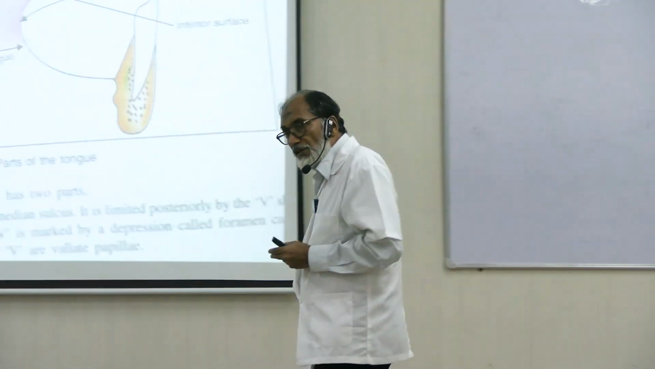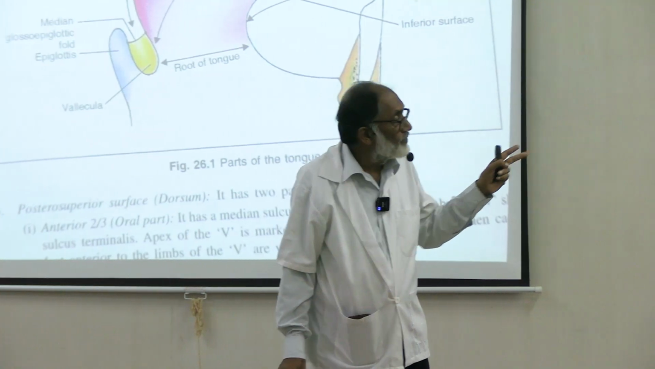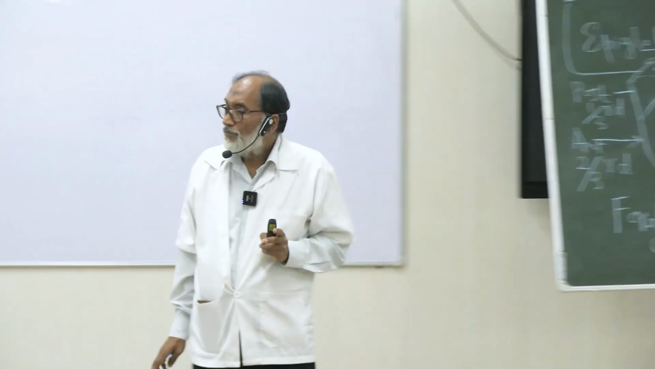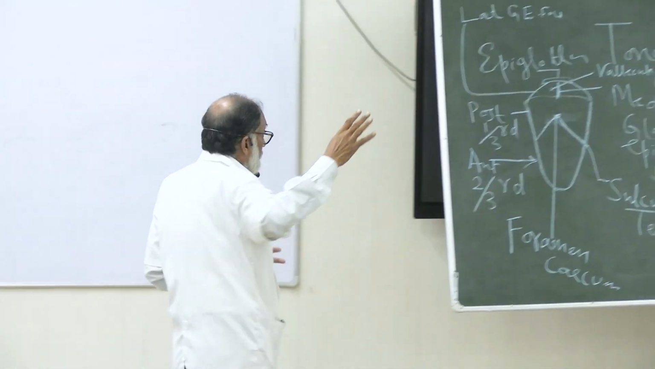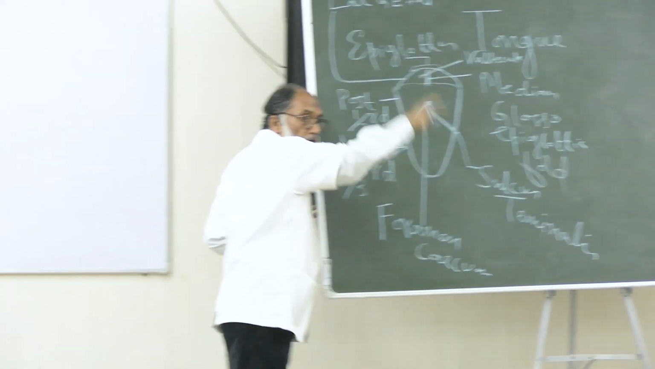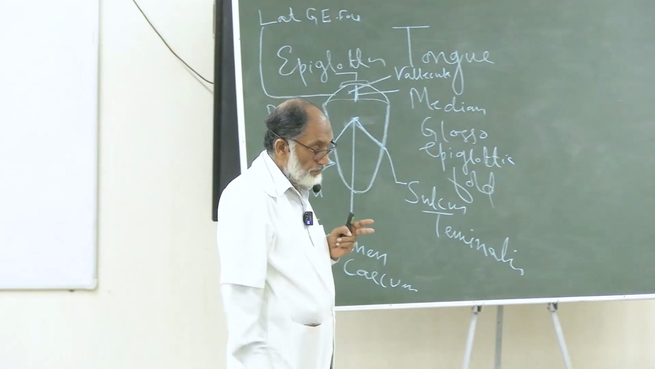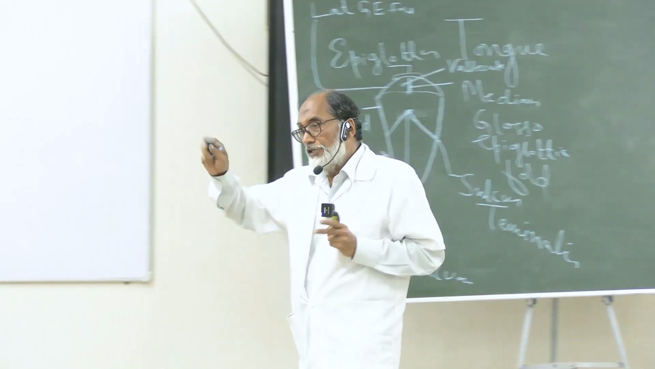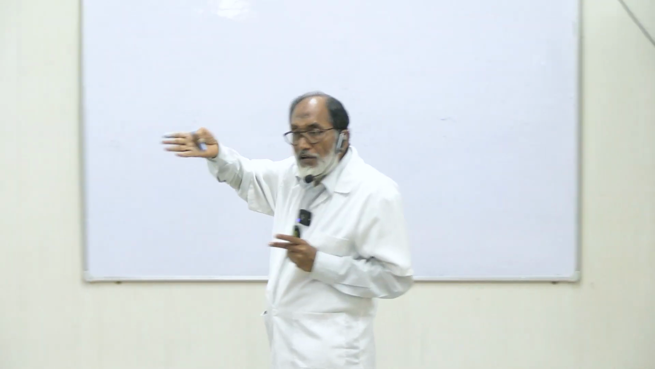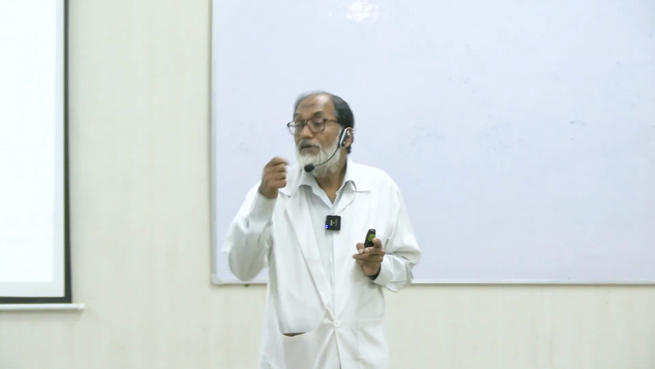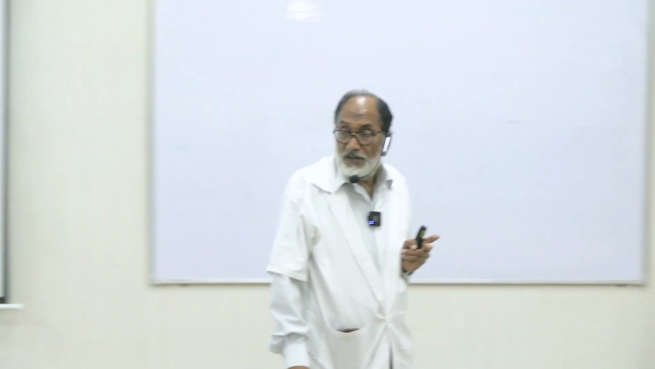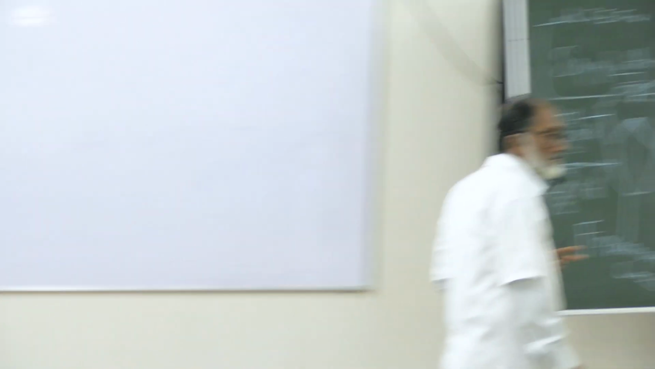So if you are asked to describe the dorsal surface of the tongue, you have to draw this diagram. Now, the dorsal surface of the tongue looks like this. It is divided into anterior two-thirds and posterior one-third. Now the difference between them: is the anterior two-thirds smooth or rough?